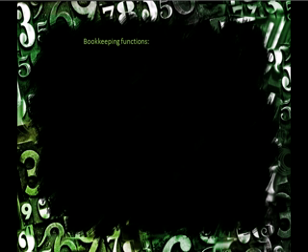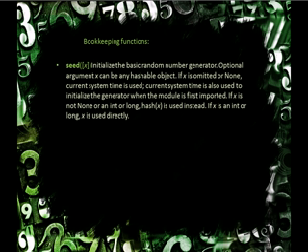Bookkeeping functions. seed(x): Initialize the basic random number generator. Optional argument x can be any hashable object. If x is omitted or None, current system time is used. Current system time is also used to initialize the generator when the module is first imported. If x is not None or an int or long, hash(x) is used instead. If x is an int or long, x is used directly.